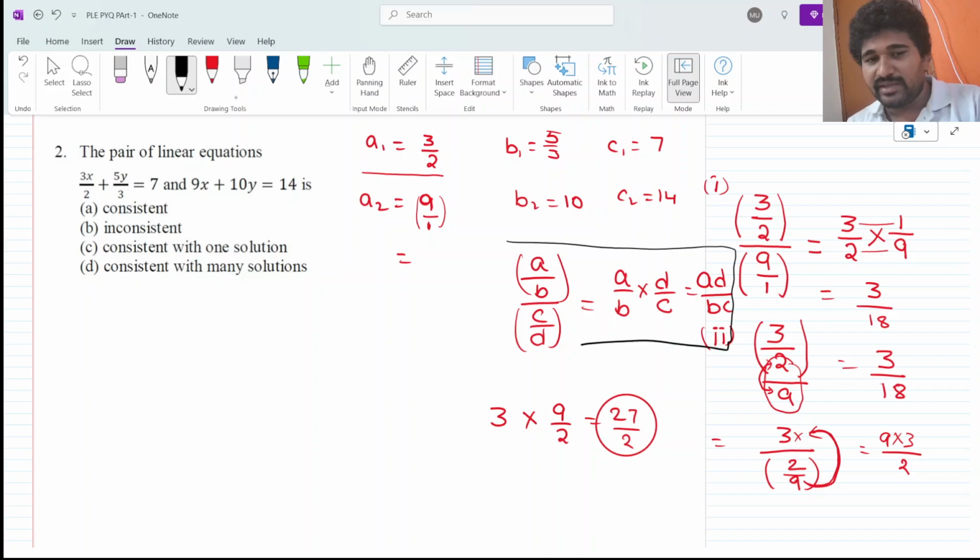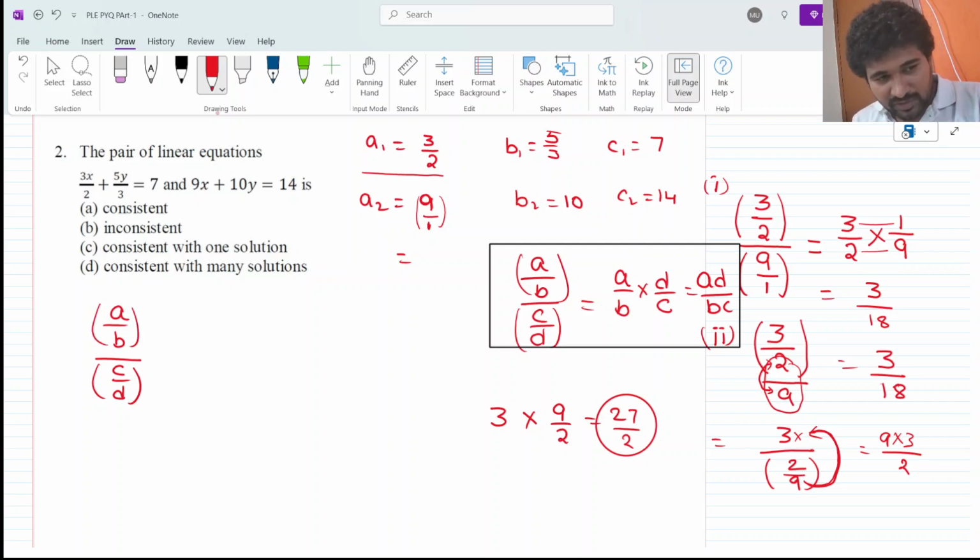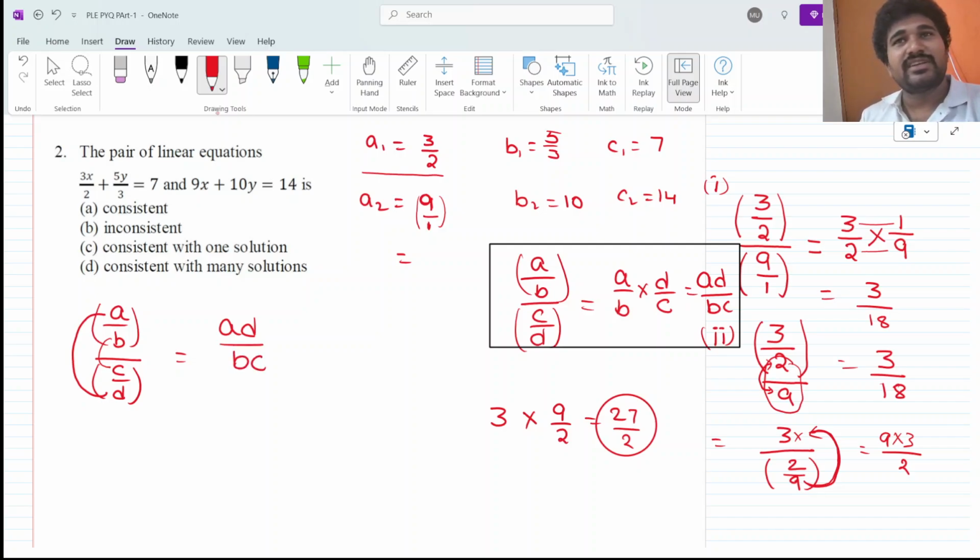Sir, I am a little bit tricky guy. So with the same formula, the tricky guy will write A by B divided by C by D, two fractions. Understand? What will they do? B and C will multiply, A and D will multiply. So what will it become? AD by BC. Directly we can write AD by BC.